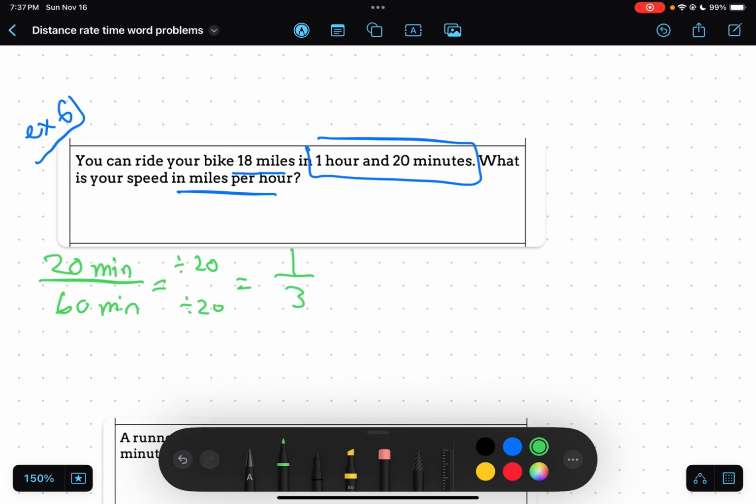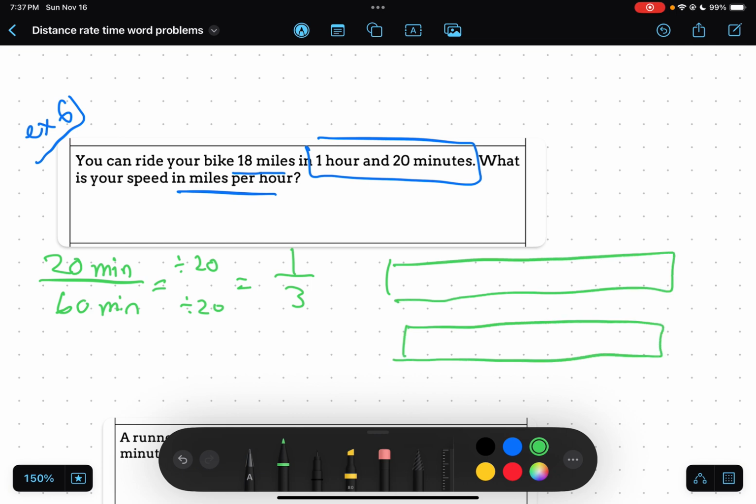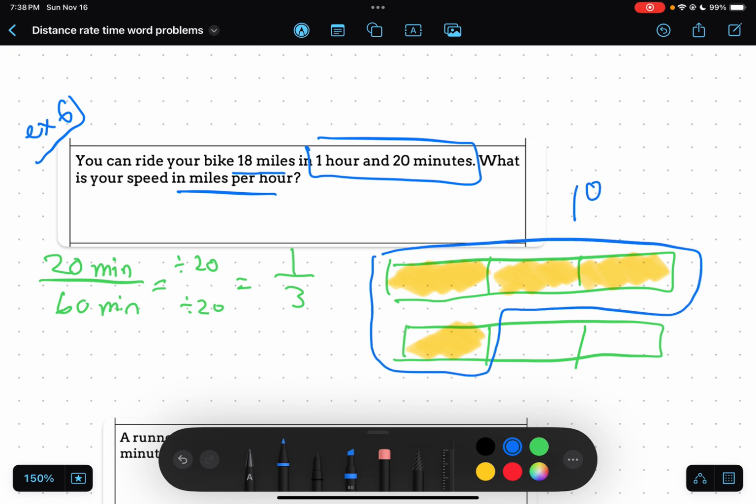So what is this telling me? So in 1 full hour and 1/3 of an hour, I can go 18 miles. So I'm just going to chop it all into thirds to see how much I'm going in each section of an hour. So in one whole hour and 1/3, I can go 18 miles. So these all together give me a distance of 18 miles. So I'm just going to find out what each section is.